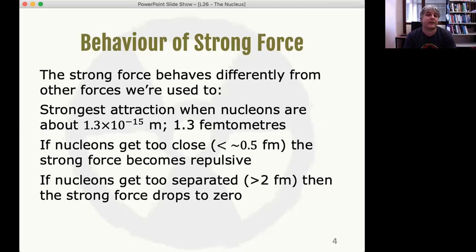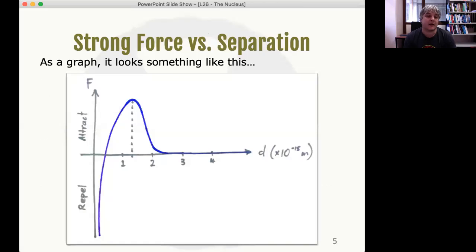But the way that the strong force differs from other forces we've looked at is that if the nucleons get further separated, they go beyond that strongest attraction point, then the strong force actually decreases again. And by the time they get more than a couple of femtometers apart, then the strong force has dropped all the way to zero. It looks something like this. This is not to scale. You'll notice there's no numbers on the vertical axis. It's just a rough guide for you to hopefully visualize that force. As I said, though, the strongest point is around about 1 and a bit femtometers, and that is pretty accurate. That's pretty reliable.